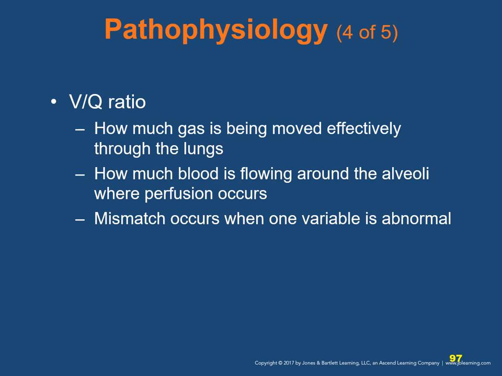Then you have what's called the VQ ratio, which is the ventilation-perfusion mismatch. The VQ ratio describes how much gas is being moved effectively through the lungs and how much blood is flowing around the alveoli where gas exchange or perfusion occurs. A mismatch occurs when one of these two variables is abnormal, and then respiratory compromise can occur.